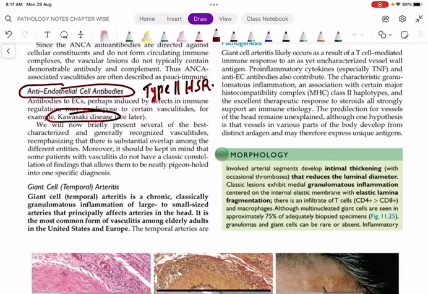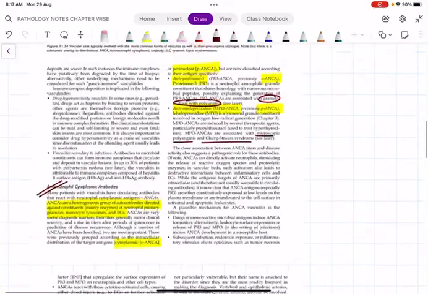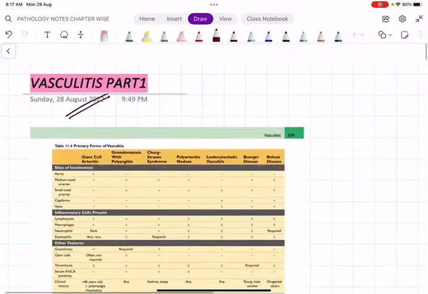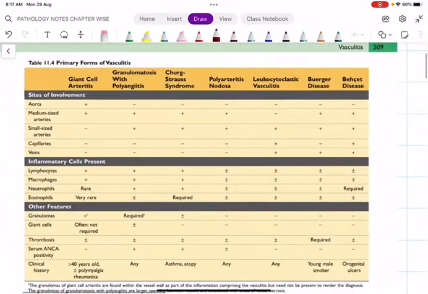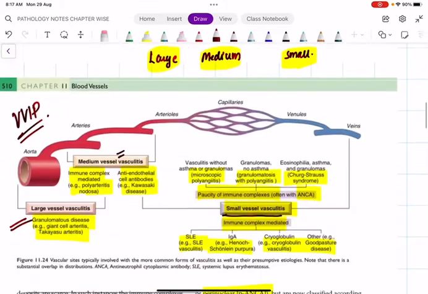Let me revise once again what all points I have discussed, because it's very important. This is a table which is given in Robbins, but I won't ask you to remember this table as of now. Once you are thorough with each of these conditions, you can use this table for revision purposes, or else you have to memorize each and every point. Let us come to each of these vasculitides, and at last we will come to this table. First, please go through this.